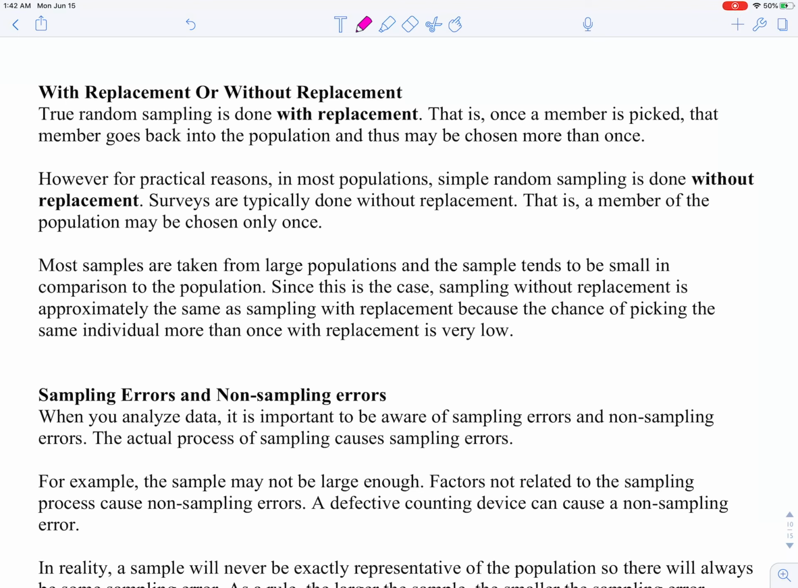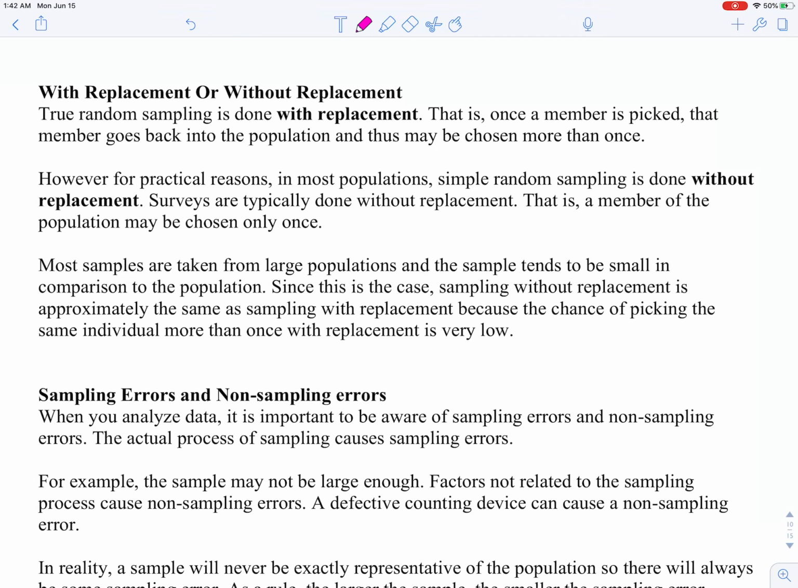However, for practical reasons, in most populations, simple random sampling is done without replacement. Surveys are typically done without replacement. That is, a member of the population may be chosen only once. You don't want them to give the same answers 2 or 5 or 10 times. That's going to throw off your data. Okay, so without replacement, when you choose an item out of the population to be surveyed or analyzed, you do not put it back to be chosen again.